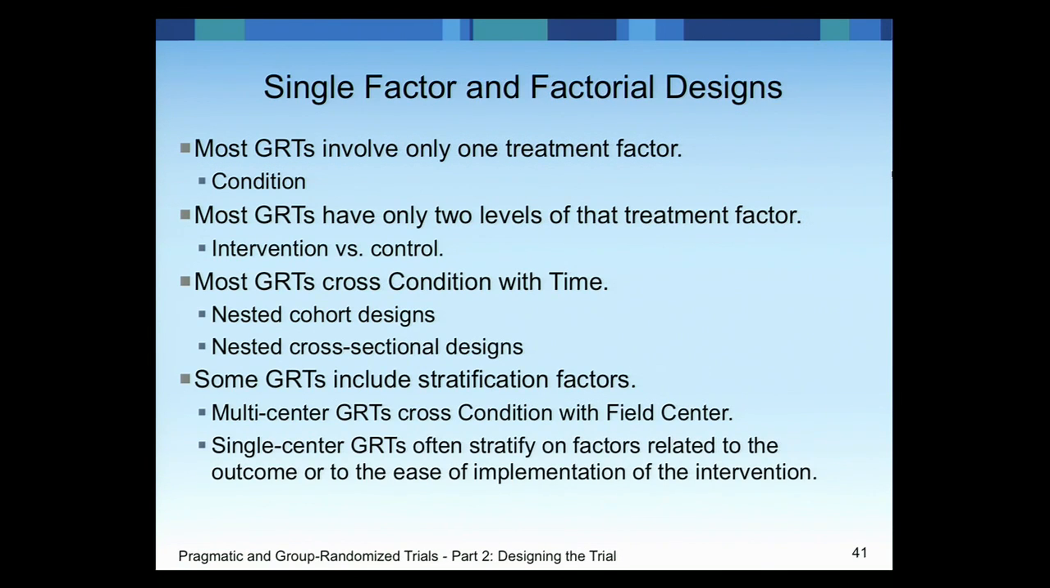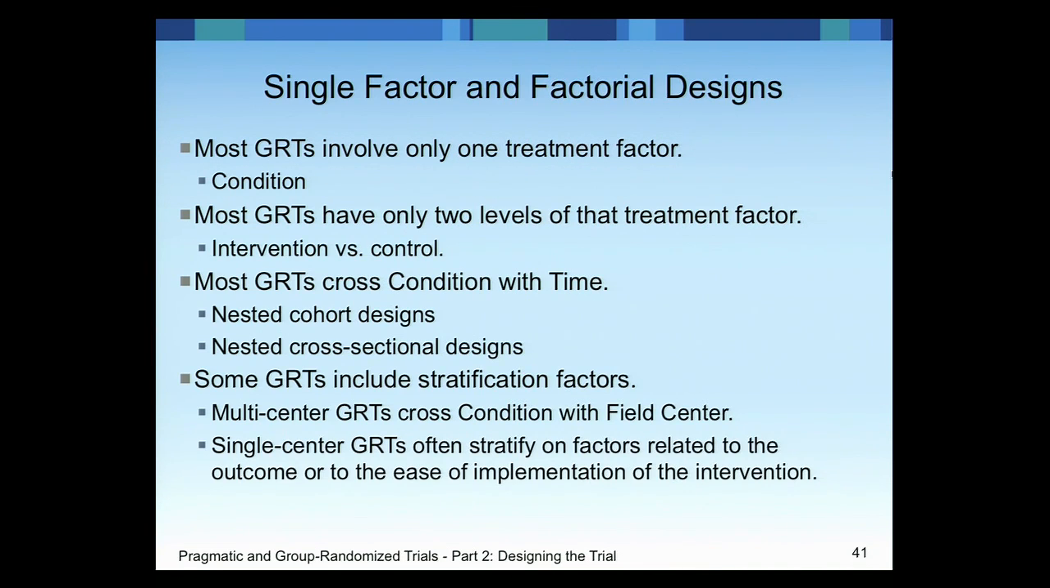Most group randomized trials cross-condition with time. So the most common design is a pre-test, post-test, 2-group design or 2-condition design, where I have intervention and control, and I have pre-test data in both conditions. I have post-test data in both conditions. We can have that kind of design with either a cohort design or a cross-sectional design, and we have referred to these as nested cohort designs or nested cross-sectional designs.